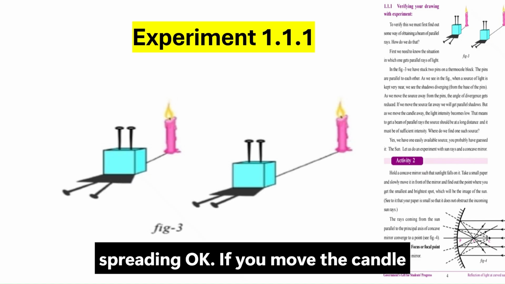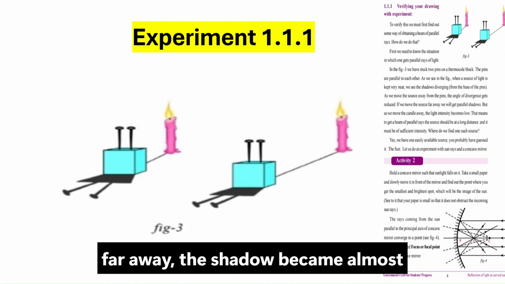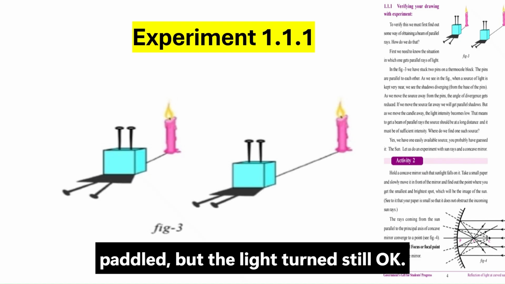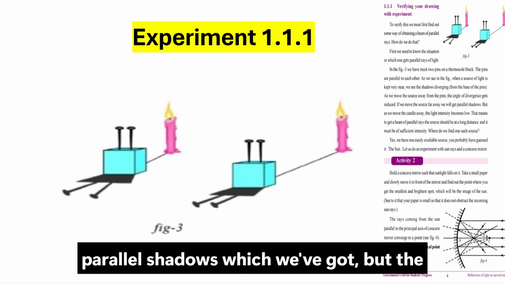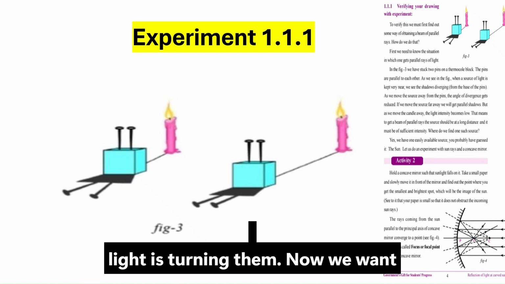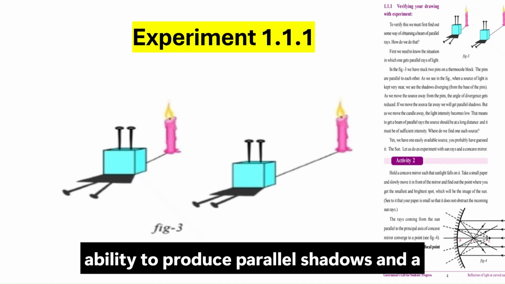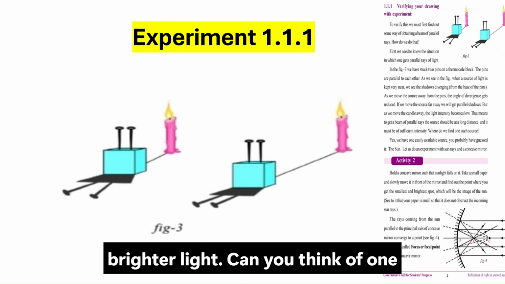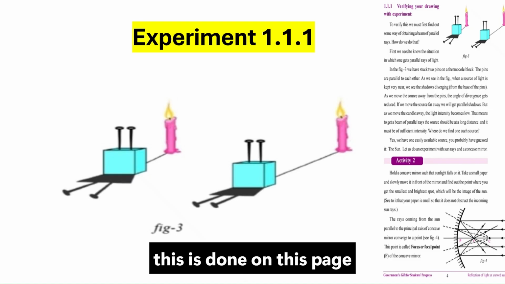Okay. If you move the candle a bit more far than that, the shadow becomes almost parallel, but the light turns dim. Okay, now this is a problem. We want parallel shadows, which we've got, but the light is turning dim. Now we want a source which is having the ability to produce parallel shadows and a brighter light. Can you think of one such source? Yes, it is the sun. Okay. Now this is done.